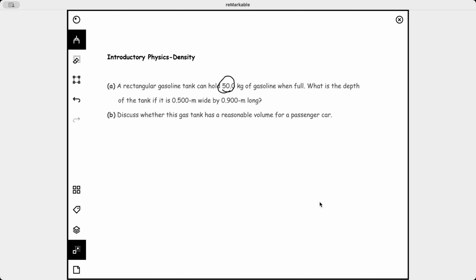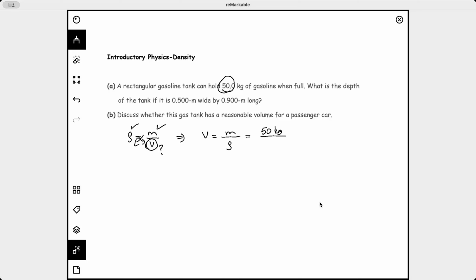If you just remember the density formula, density equals mass divided by volume. We know the density of the gasoline, and we know the mass, so we can figure out the volume of this tank. If we just use the cross product, V will be M divided by rho, and the mass is 50 kilograms.